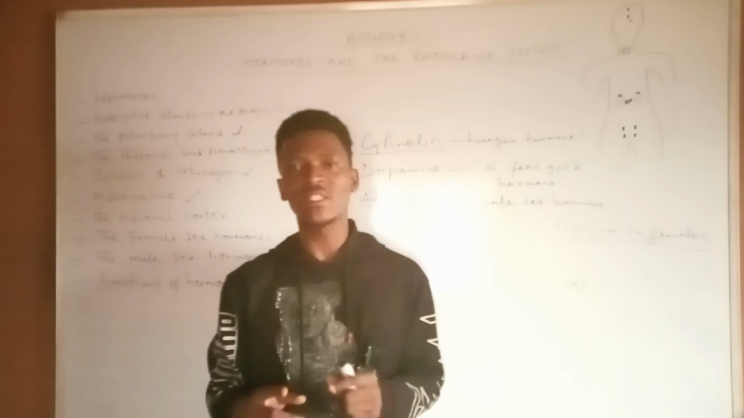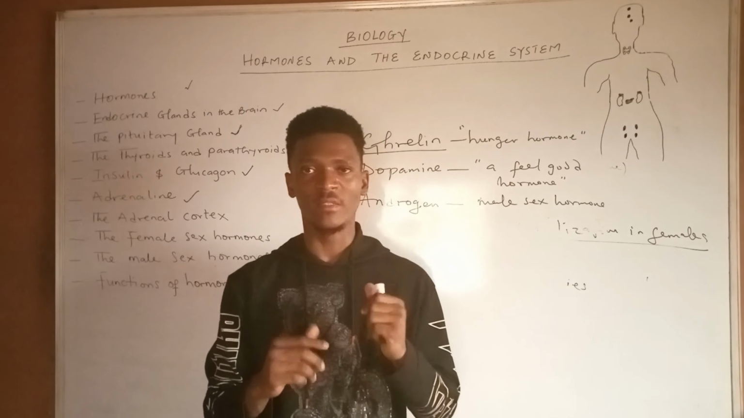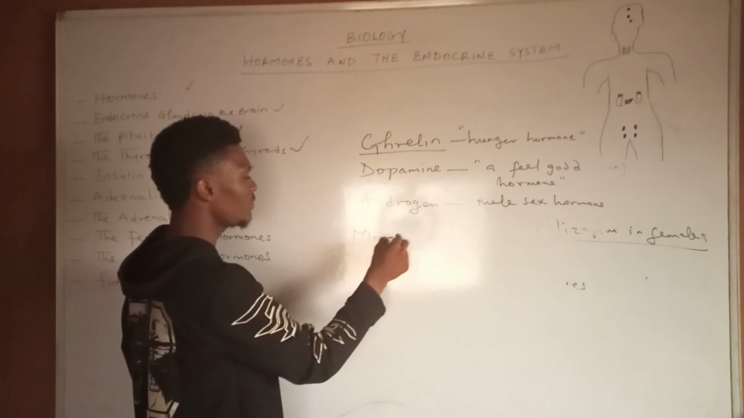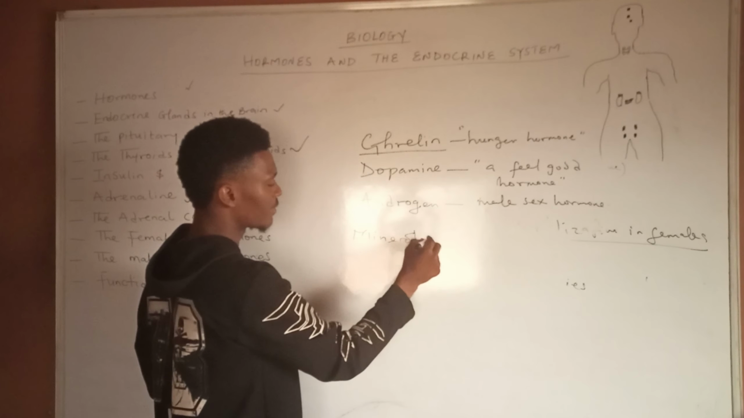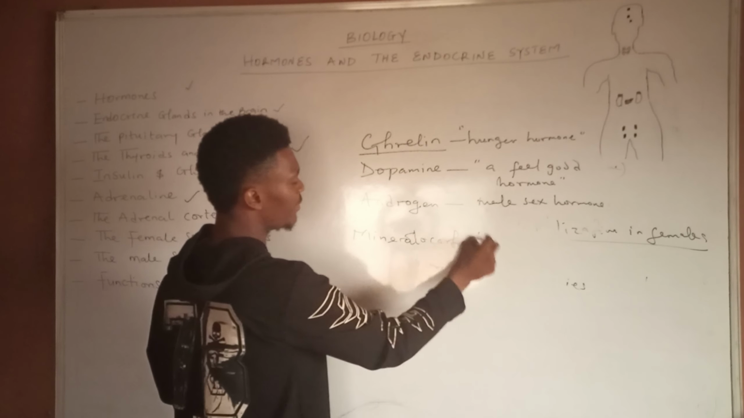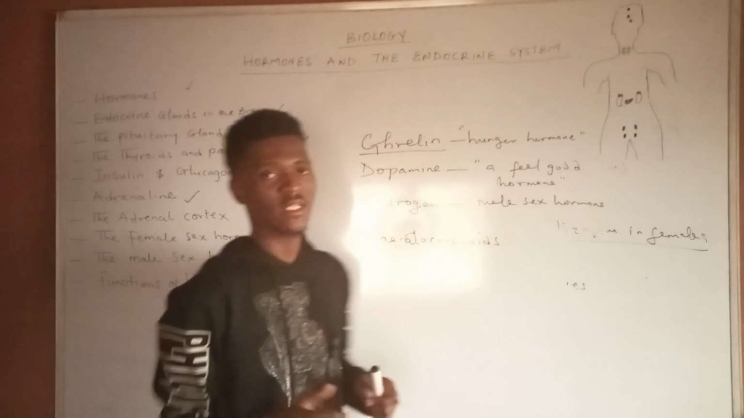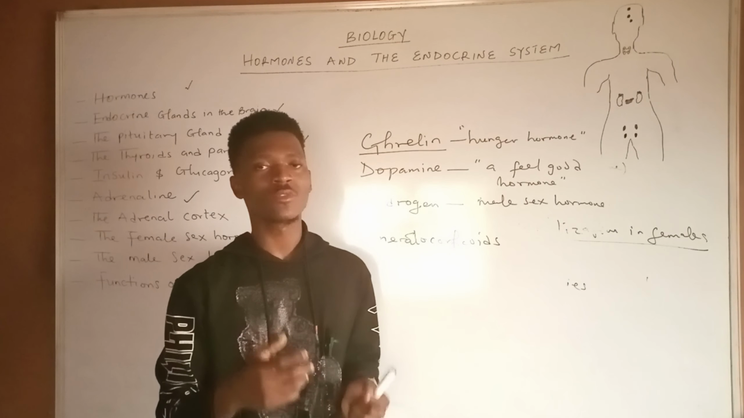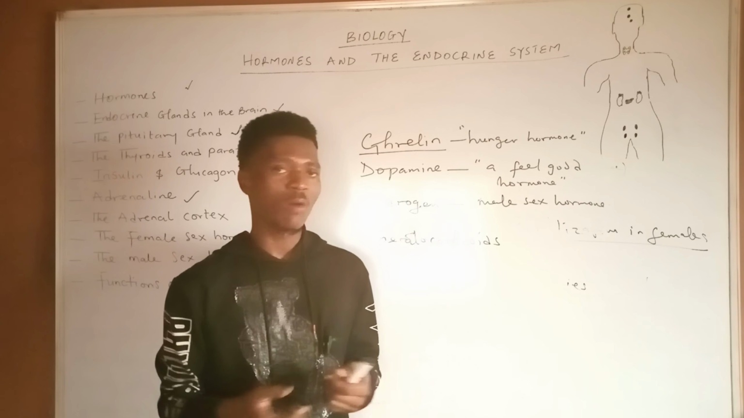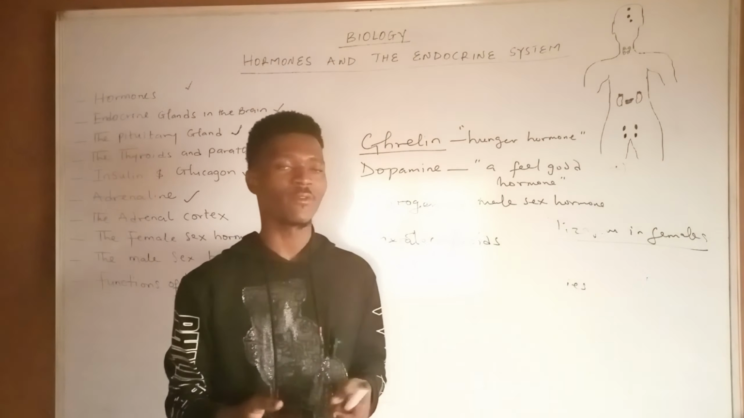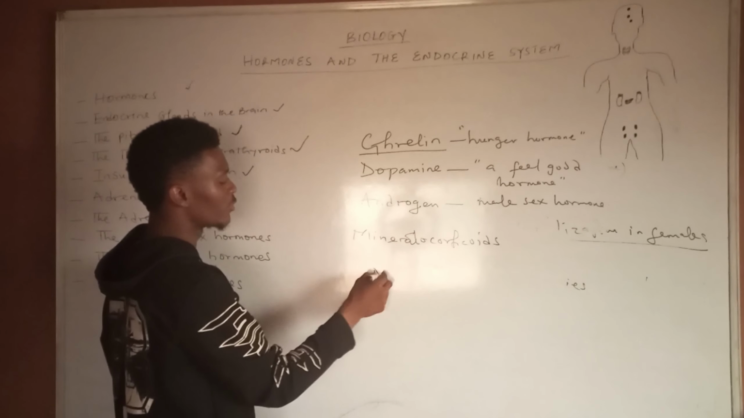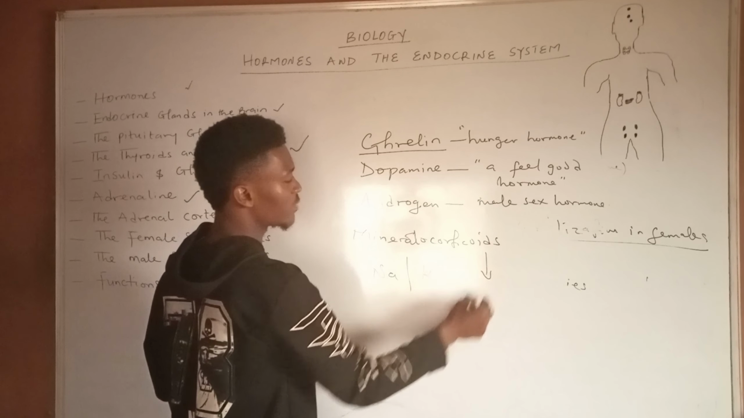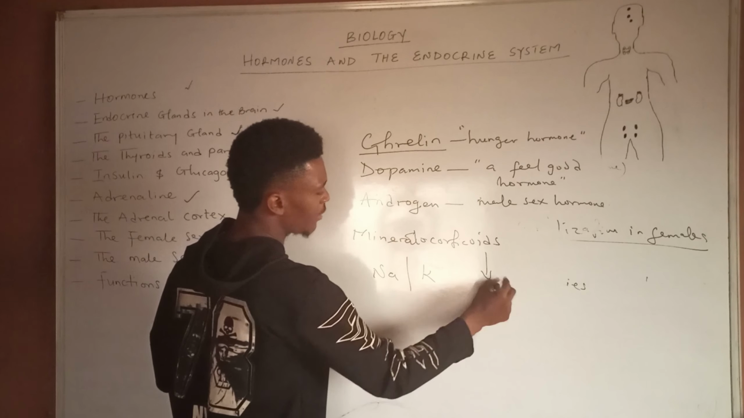Then I actually skipped the mineralocorticoids in the adrenal cortex. When we talk about mineralocorticoids, we are simply referring to hormones that are secreted in the adrenal cortex that are involved in the regulation of salt and water balance in the body. And when we talk about the regulation of salt and water balance, we are referring to two main elements, sodium and potassium. An example of mineralocorticoid is aldosterone.